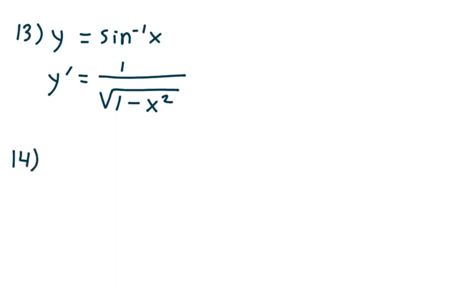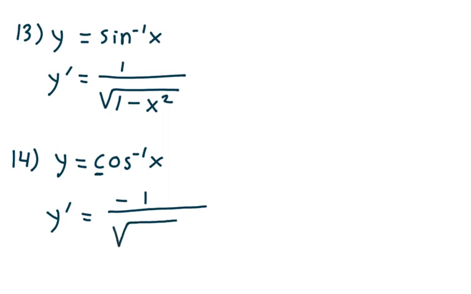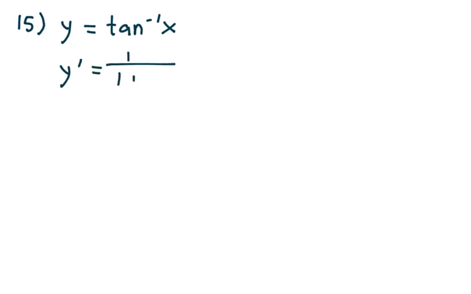Number 14, suppose y equals inverse cosine x. So notice it begins with a c, right? So y prime is -1 divided by the square root of 1 minus x squared. And then we're going to stop at 15 for the review of these derivatives. So if y equals arctangent x, y prime is 1 over 1 plus x squared.